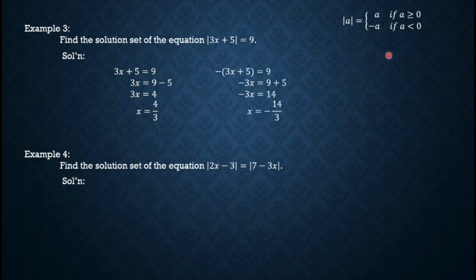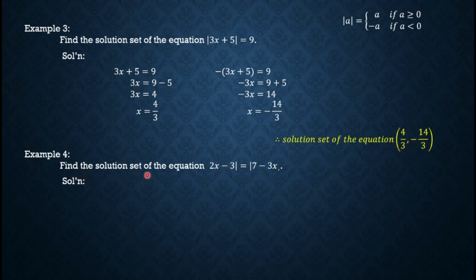Another is negative, so multiply by negative. Negative times the quantity 3x plus 5 is equal to 9, so multiply. So negative 3x, negative 5. Transfer the 5, so it becomes positive, so the remaining is negative 3x is equal to 14, because 9 plus 5 is 14. So x is equal to negative 14 over 3. The solution set of this equation is 4 over 3 and negative 14 over 3. So that is the answer.